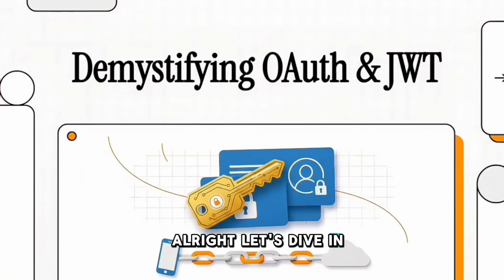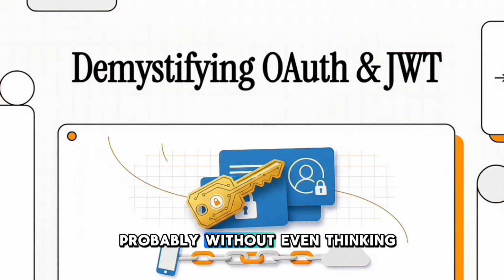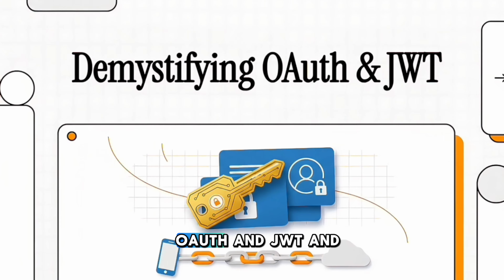All right, let's dive in. Today, we're going to pull back the curtain on how all our modern apps talk to each other so securely. We're going to demystify two pieces of tech you use literally every single day, probably without even thinking about it: OAuth and JWT. And we're going to start with a question you definitely already know the answer to.